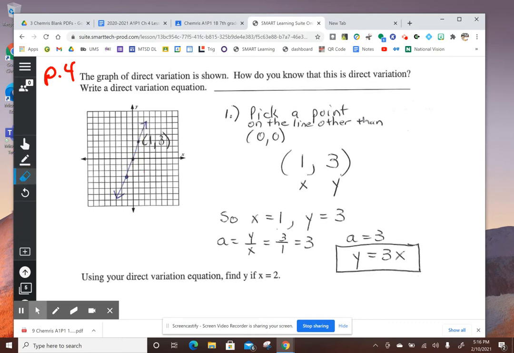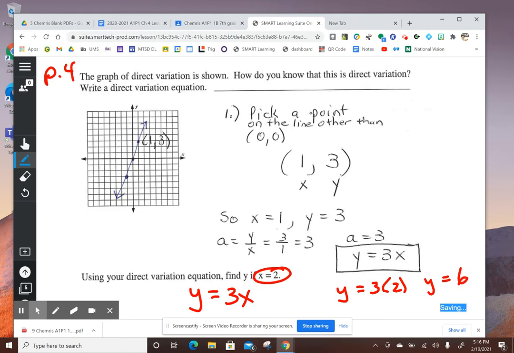Now, they say using your direct variation equation, which is y equals 3x, find y when x is 2. Okay, well, y equals 3 times 2, y equals 6. So when x is 2, y equals 6. Now, another thing you could do is we could count. We could say, well, this is when x is 2. What's y? 1, 2, 3, 4, 5, 6. Okay.